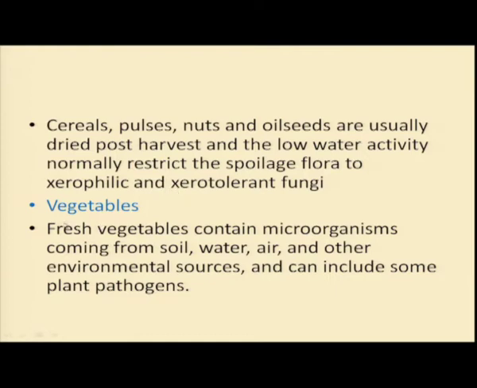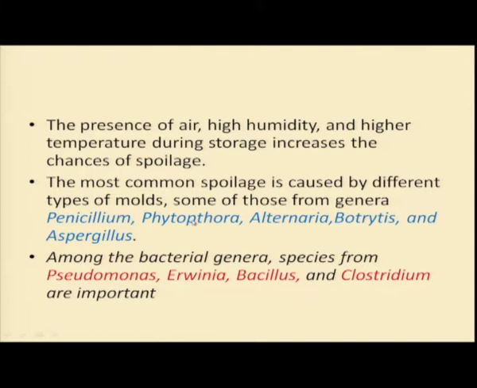Now let's talk about vegetables. Fresh vegetables contain microorganisms which enter into them via soil, water, air and other environmental sources, and these can include plant pathogens. And during storage, the presence of air, very high humidity and higher temperature also will increase the chances of spoilage. The common spoilage organisms here basically are different types of molds.